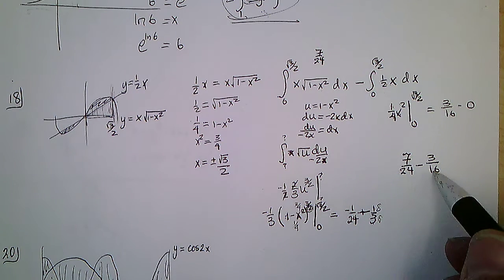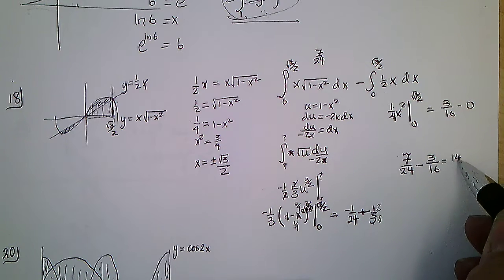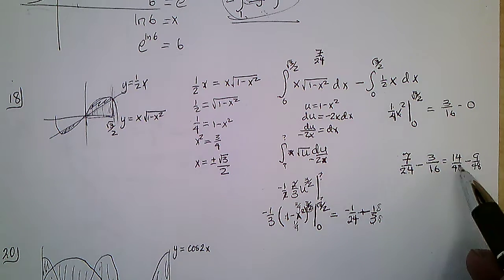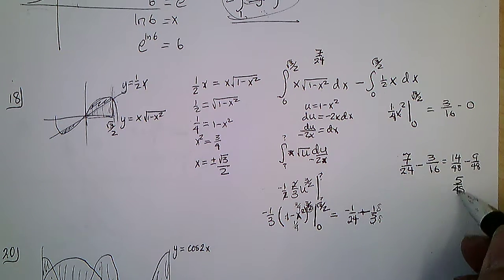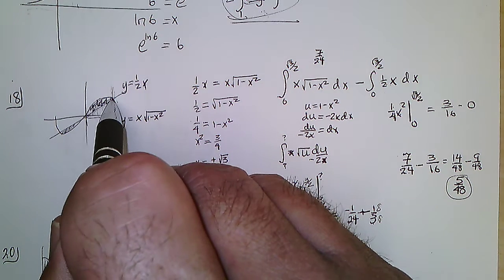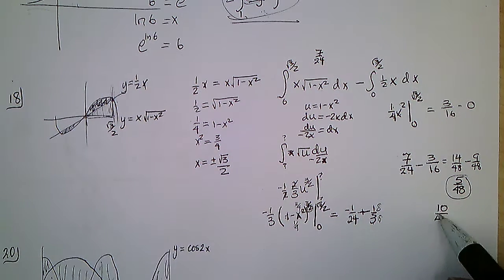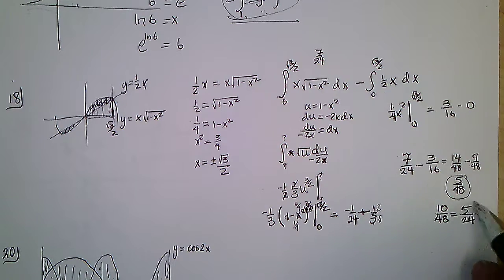See, what do these both go into? 48. So this would be 14/48 minus 9/48, which is 5/48. That would be this area, and then I have to double it. So 10/48, which is 5/24.